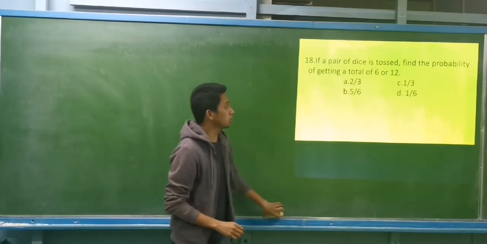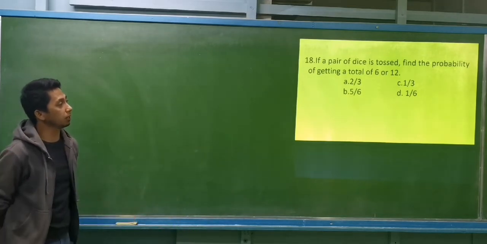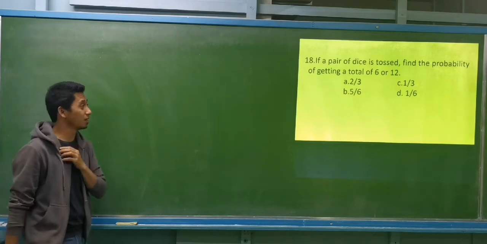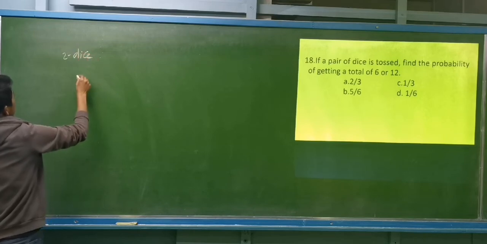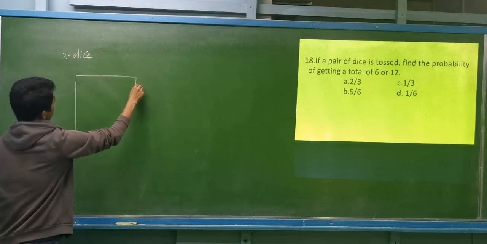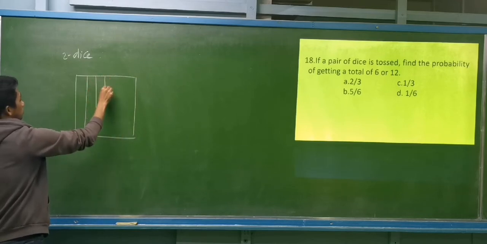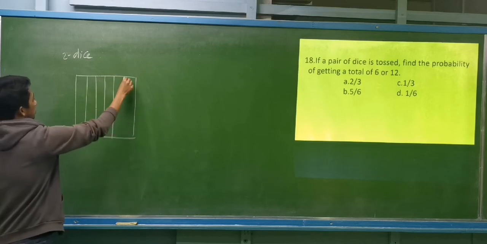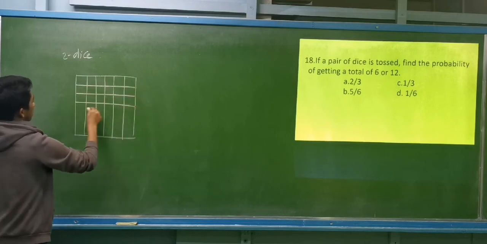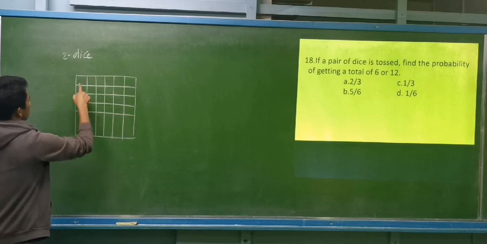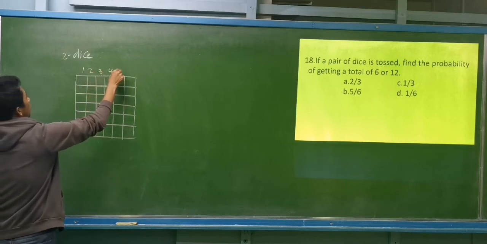Okay, so sa number 18 naman, ito yung dice problem. Sabi niya dito, if a pair of dice is tossed, find the probability of getting a total of 6 or 12. So kapag meron tayong 2 dice, ang ginagawa lang natin dito is gagawa lang tayo ng mga boxes na 6 by 6 yung dimension. Okay, so this is 1, 2, 3, 4, 5, tsaka 6.